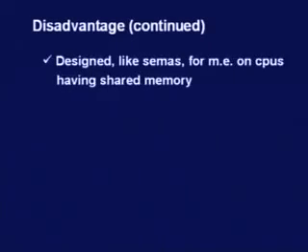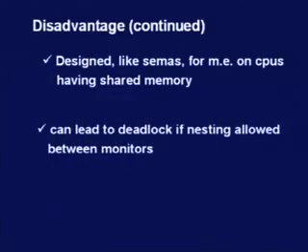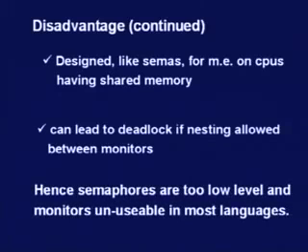Another disadvantage of the monitor is that it has been designed, like semaphores, for providing mutual exclusion on CPUs which have shared memory. So if it is a multi-processor system which has shared memory, then it can be used, and the same disadvantage is there for semaphores also. Some monitors do not allow nesting, and some allow nesting. If nesting is allowed, deadlocks can happen.